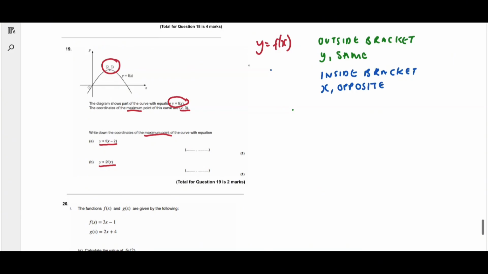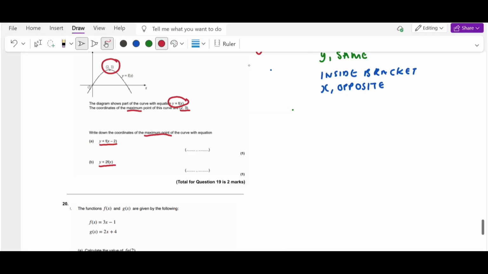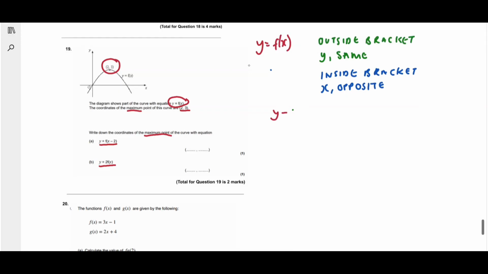So let's have a look at that then. For example, if I had y equals f of x plus 2, that's outside the bracket, so that is to do with y. So all I would do is add 2 to my y coordinate. So if I had a coordinate of 3, 7, if I add 2 to my y coordinate, my new coordinate would become 3, 9.